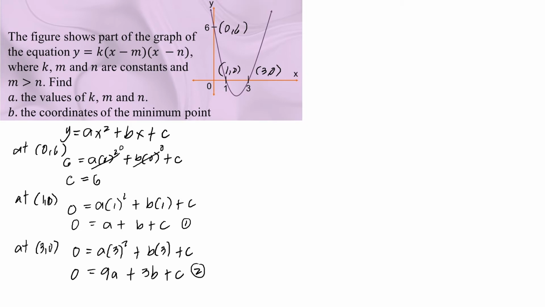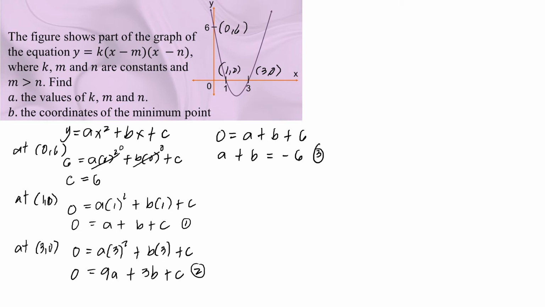Sunod, i-substitute natin yung c equals 6 dun sa equation 1 and 2. Dun tayo sa equation 1. So, meron tayong 0 is equal to a plus b plus 6. Ibig sabihin, pag ginamit natin ang addition property of equality, magsasubtract tayo ng 6 sa both sides. Then, meron tayong a plus b equals negative 6. Label natin ito as equation number 3.